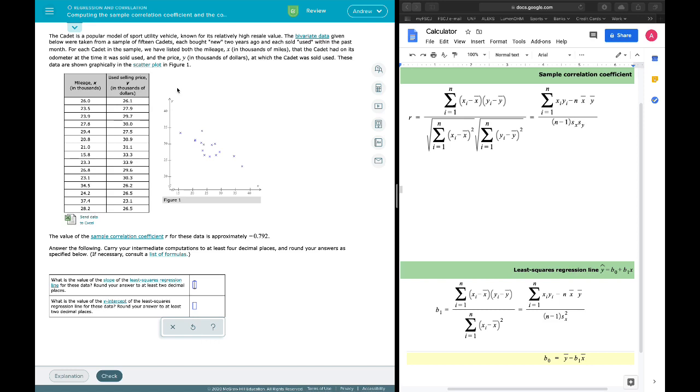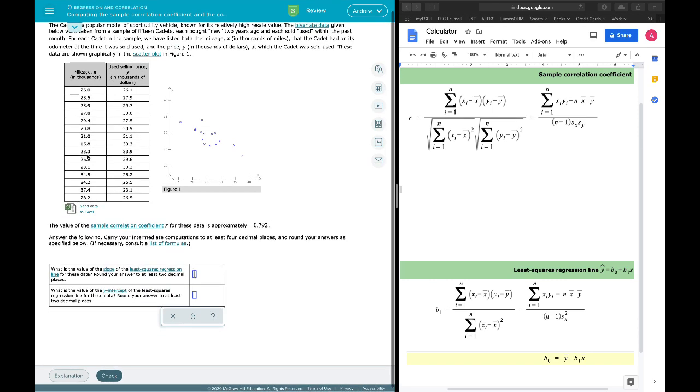For each cadet in the sample, we have listed both the mileage, X in thousands of miles, that the cadet had on its odometer at the time it was sold used, and the price, Y in thousands of dollars, at which the cadet was sold used. These data are shown graphically in the scatter plot in figure 1. So we have X is the mileage and Y is the selling price, both in thousands of miles and thousands of dollars. They also give us the value of the sample correlation coefficient.